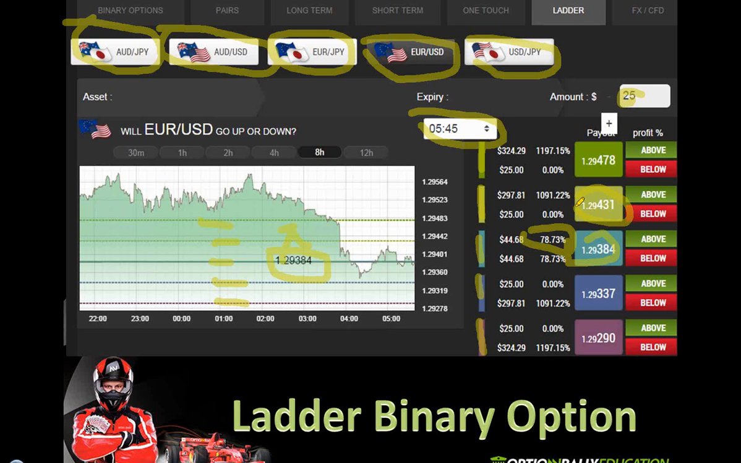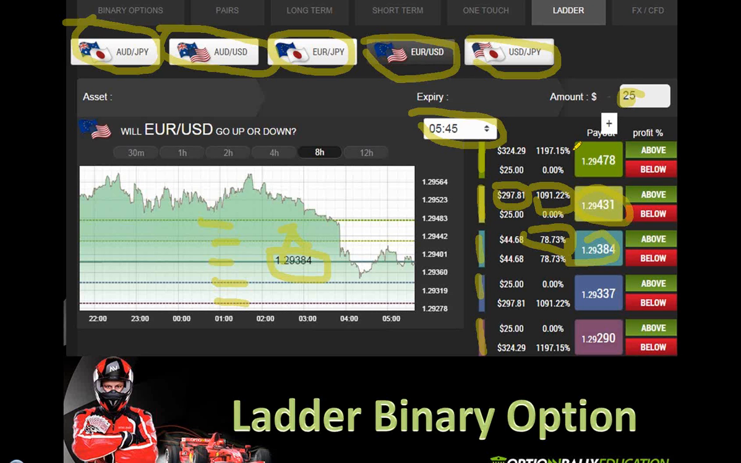Now you can build these trades. You can ladder them up. So you can also increase or decrease your investment. So say we traded $50 at 129.384. We think there's a possibility it might get as high as 129.431. And here we can see it's going to pay 1,091% or $297 back on our $25 investment. And we think it will close above that at the same expiry. We can click the above and we can ladder down our investment if we think it's a smaller chance of reaching there. But if it does reach that far, we can increase our profit level.